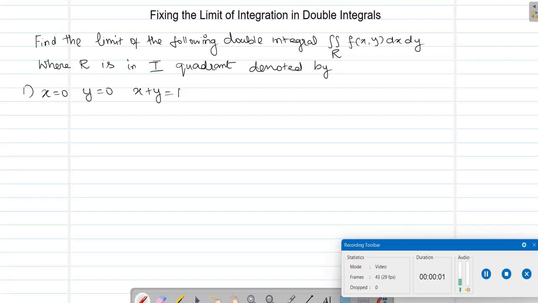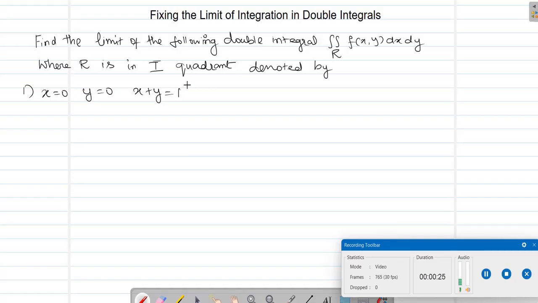Hello everyone. In this video we will see how to fix the limit of integration for double integrals. The question will be of the kind: find the limit of the following double integral, double integral over R of f of x comma y dx dy, where R is in the first quadrant and it is denoted by x equal to 0, y equal to 0 and x plus y equal to 1.